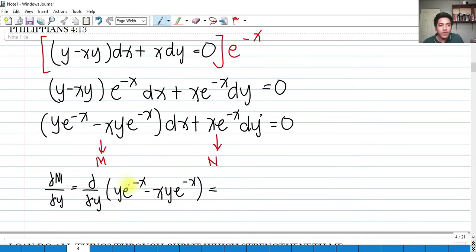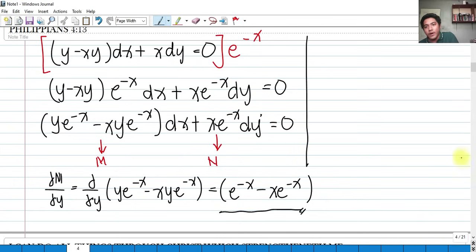So if we get the partial of this with respect to y and treating x as constant, all of the values that have x as constant, the derivative of y is simply 1, which leads us to e raised to negative x minus x e raised to negative x, and the derivative of y is simply 1. So this is the partial of m with respect to y.